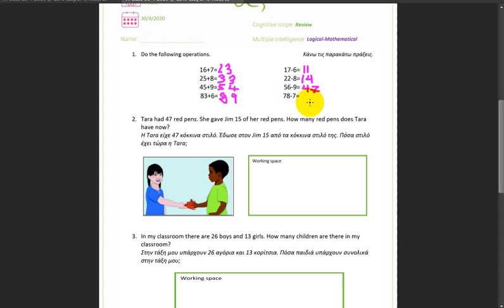Next up, we have 78 minus 7. So I'm going to count 7 back from 78. So 77, 76, 75, 74, 73, 72, 71.